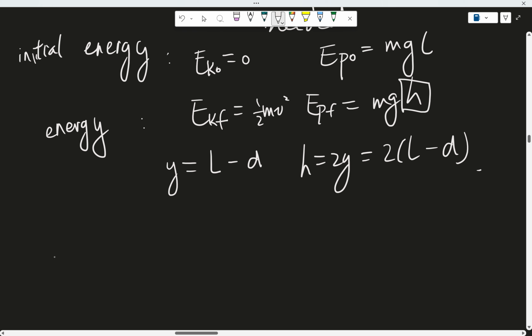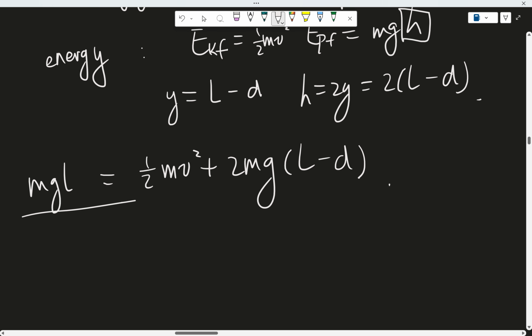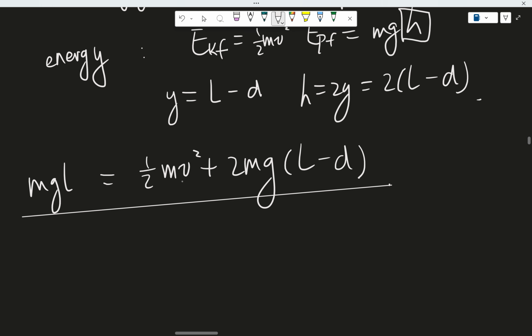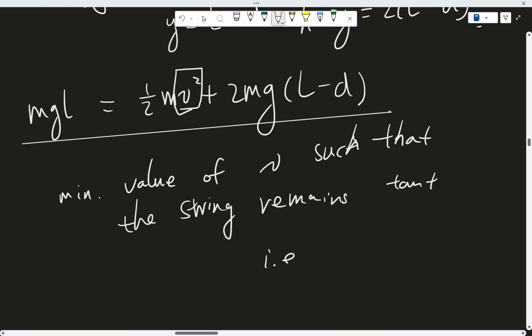And so then let's equate these equations. We know that mgL equals half mv squared plus 2mg(L minus d). And there, now we have this expression for the energy. We just now need to find v squared. What is the minimum value of v such that the string remains taut, in other words, such that this mass completes a revolution?